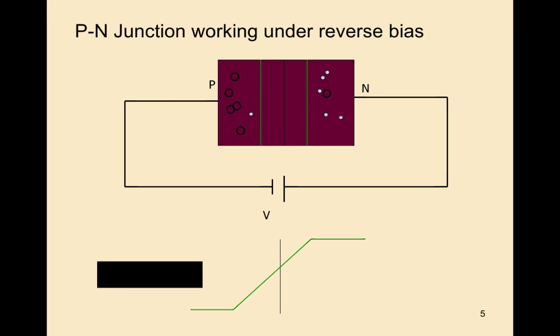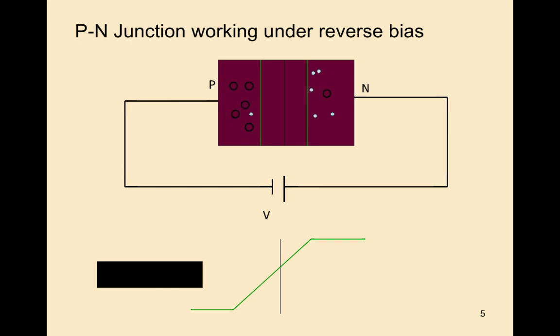Some minority carriers from the P side move to the N side, and some minority carriers from the N side move to the P side. Due to these minority carriers, a small current flows in the diode. That current we call the leakage current, I naught. That leakage current will be in nanoamperes for a silicon diode. When we use germanium for the diode, the leakage current is in microamperes.